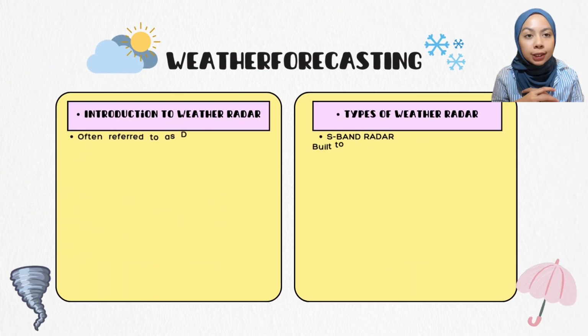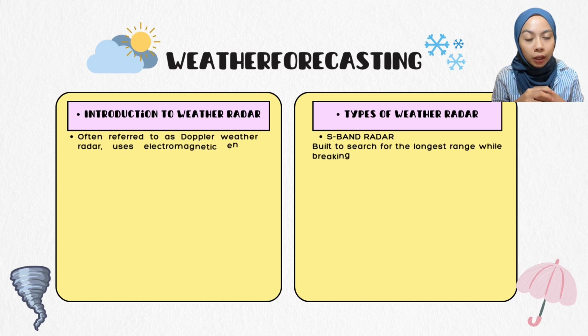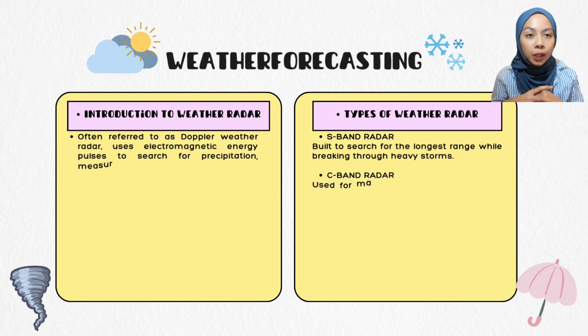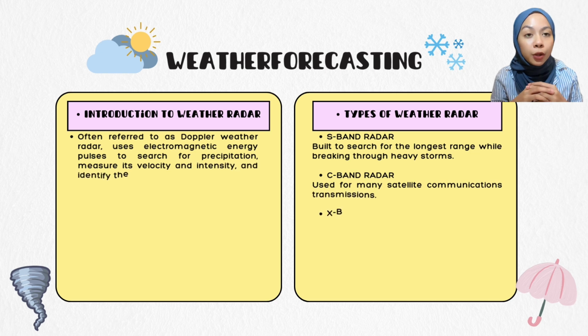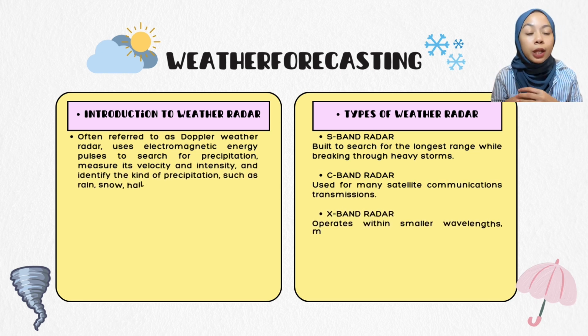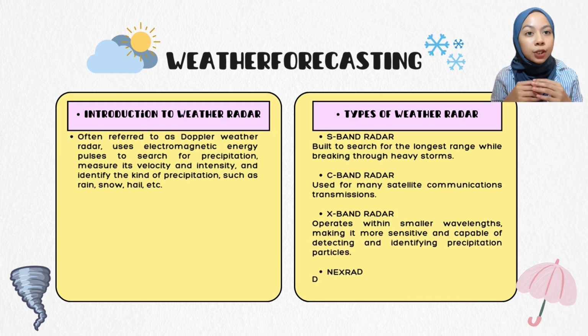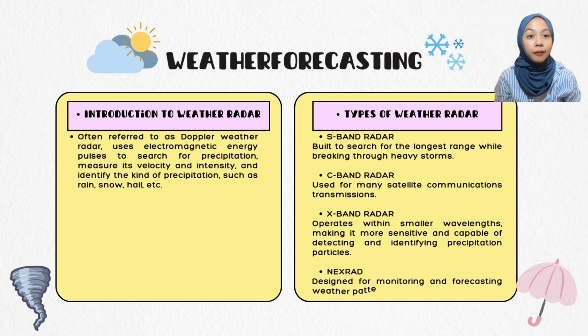Moving on to weather forecasting, here's a little introduction regarding weather radar. First of all, it is referred to as Doppler weather radar because it uses electromagnetic energy pulses to search for precipitation, as well as measuring its velocity and intensity and identifying the kind of precipitation, such as hail, snow, rain, and so on.